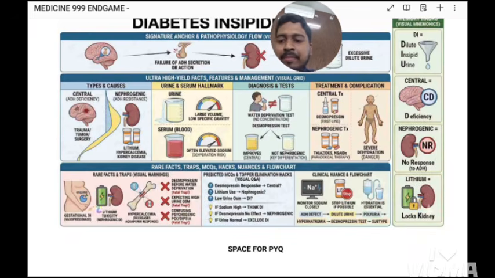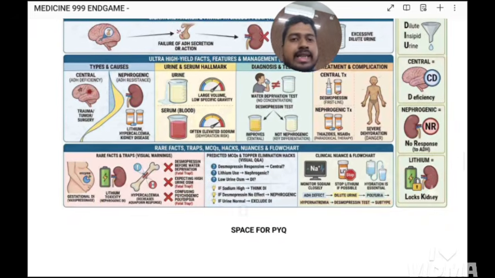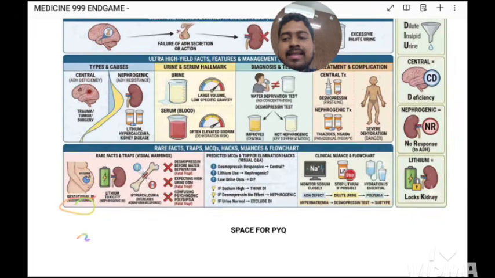Now, some rare facts. What is gestational diabetes insipidus? During pregnancy, there is an enzyme which is released, known as vasopressinase, which breaks down ADH. As a result, ADH action will decrease. So gestational diabetes insipidus is one condition which you should know about. Second is lithium toxicity. It causes nephrogenic diabetes insipidus, and for nephrogenic diabetes insipidus, we give amiloride.